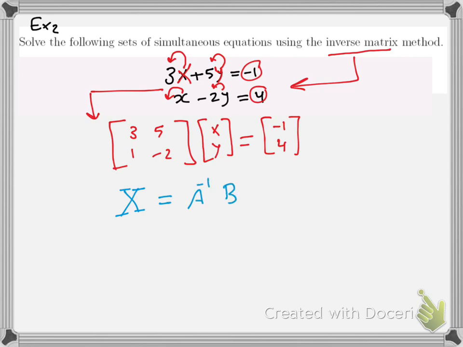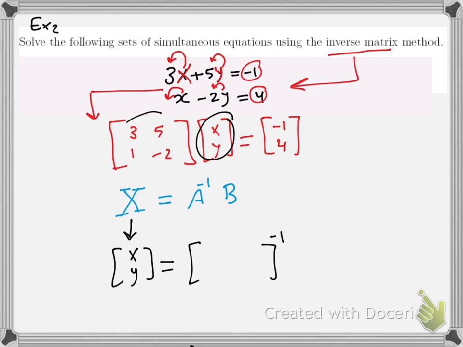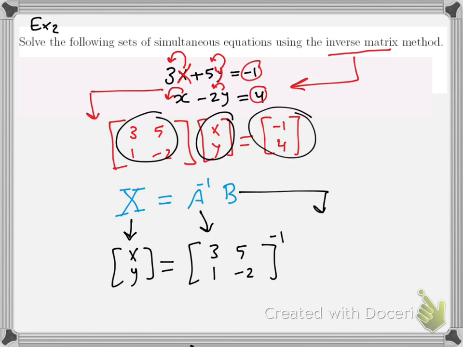Then let's substitute. The matrix of the variables here means X and Y. Then this is the matrix of the variables, X and Y, equals the inverse matrix of the coefficients. That means this coefficient matrix. Then here I'm going to put 3, 1, and 5, and negative 2. That is the A inverse, I mean. And B itself means the right side matrix, which is negative 1 and then 4.